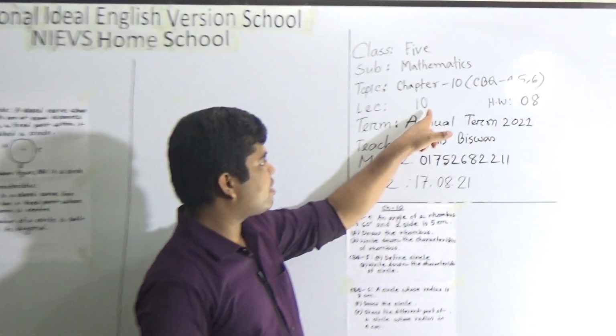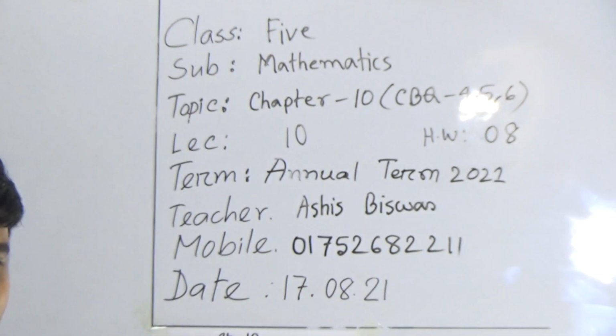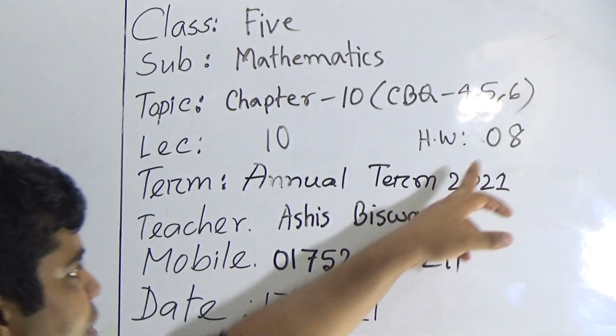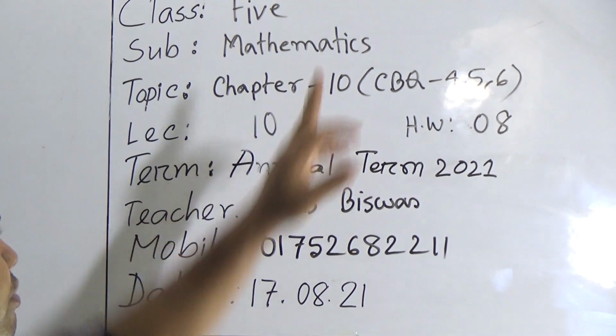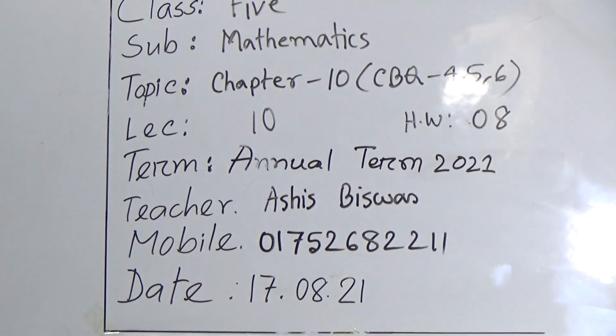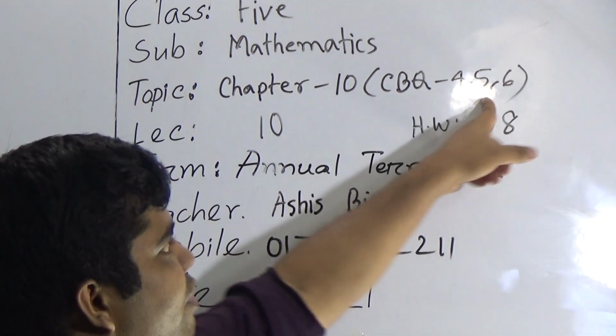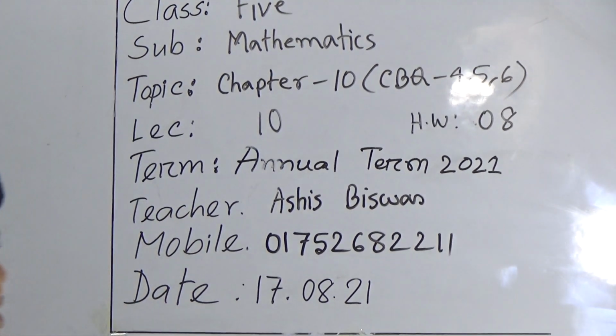Today is our lecture number 10 of annual term exam, and today's SW number will be 8. Our today's topic is chapter 10. From chapter 10 we shall solve 3 CBQ, number 4, 5 and 6. So let us start our class.